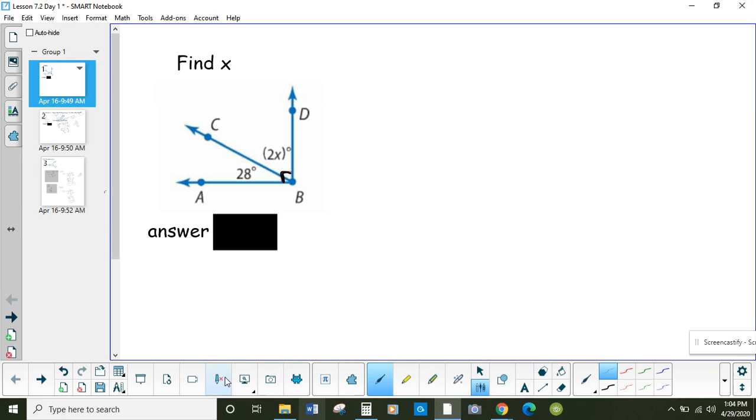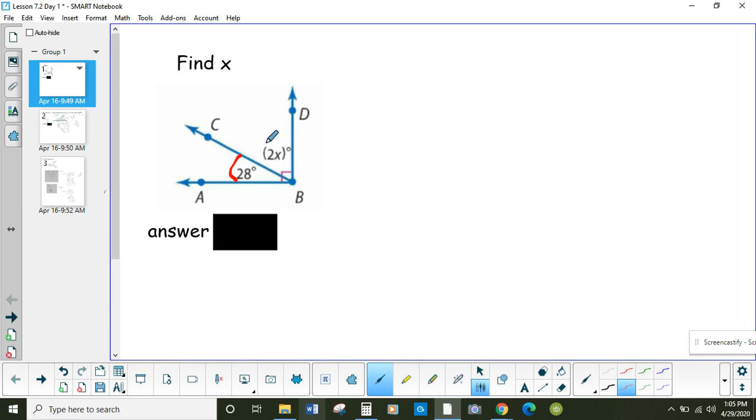So what we have is two angles. We have angle ABC, or this angle from here to here, and then we have angle CBD. Can you think of another name for angle CBD? That would be angle DBC, right? As long as you put the vertex, that middle point, right there in the middle, then it's correct. Okay, so we have those two angles.